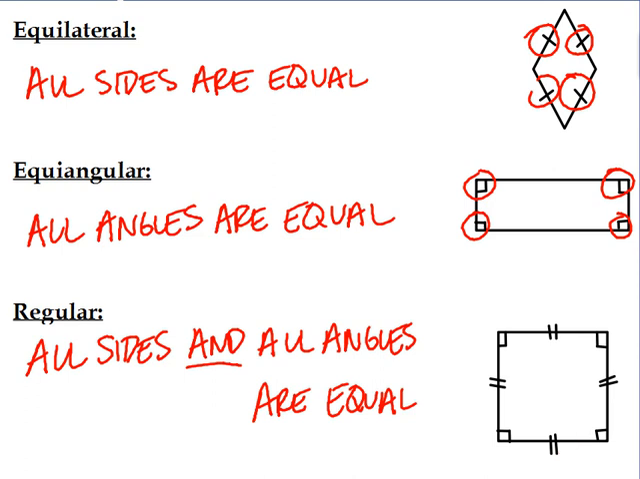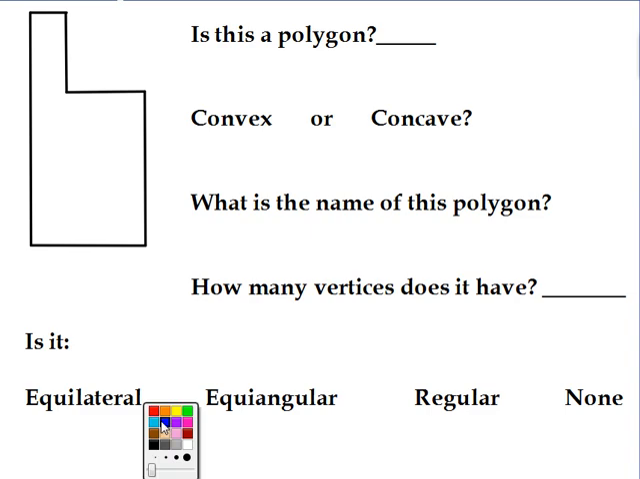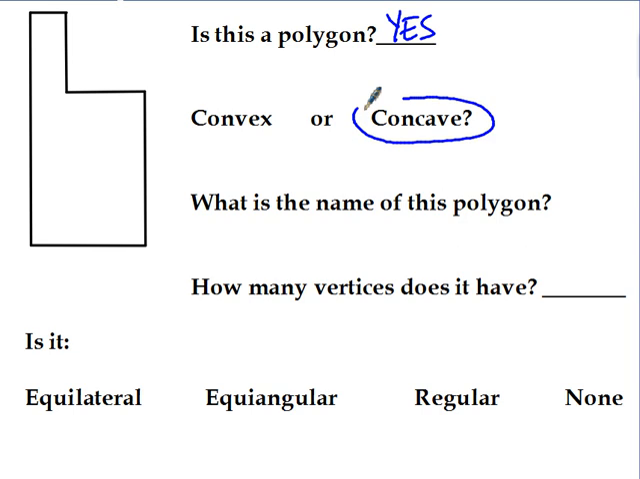So here I have a shape. First of all, is it a polygon? Yes, it is. There's no curves happening there, and it's closed, meaning that all the segments come together. Is it convex or concave? The answer here is concave, because here's a vertex right here, and if I connect it to this vertex down here, that segment is outside of the figure, so it is concave.